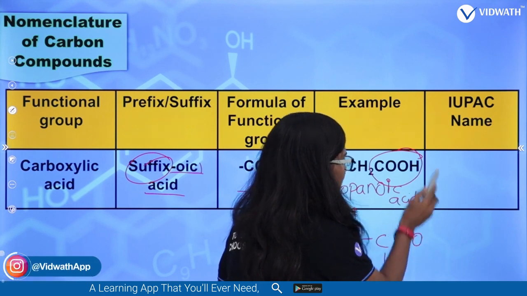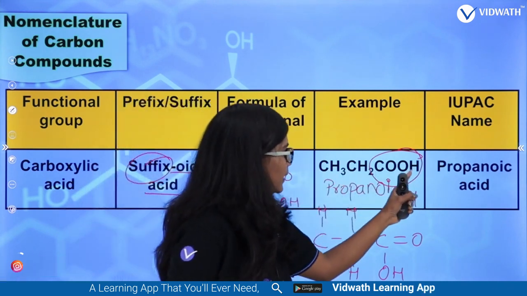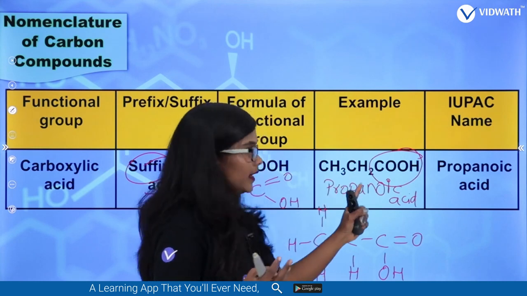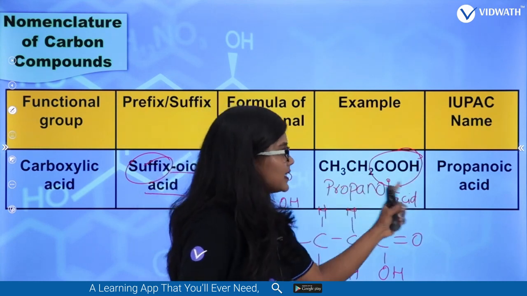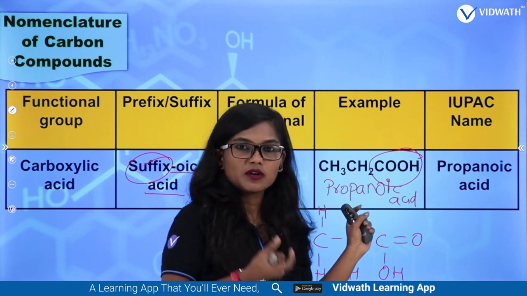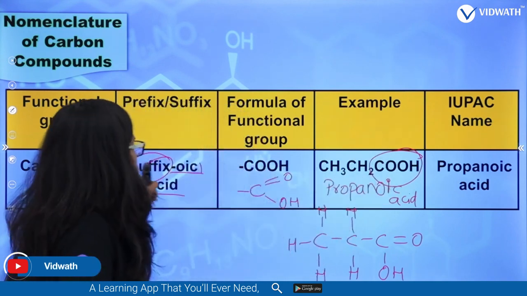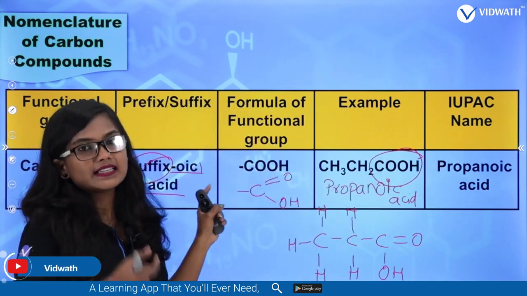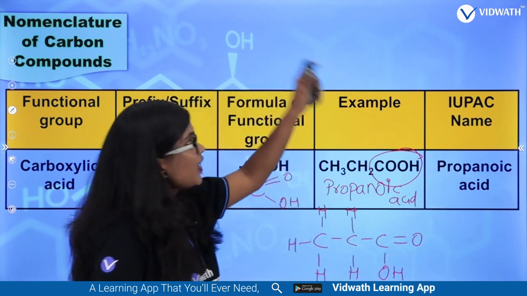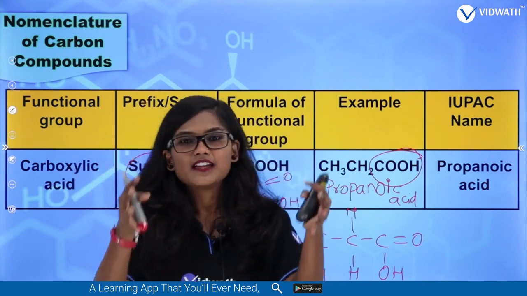So, what is the name of this compound? Propanoic acid. Why? It contains how many carbon atoms? 3. 3 carbon atoms means propane. As the functional group present is carboxylic acid, to indicate that presence, we use -oic acid in the suffix. So, propanoic acid. Clear? Yes, that's all about the nomenclature of carbon compounds containing various functional groups.